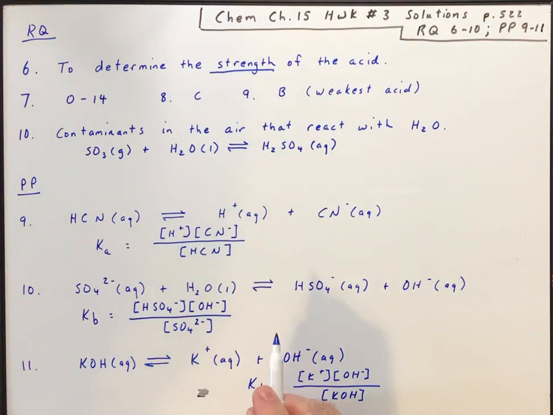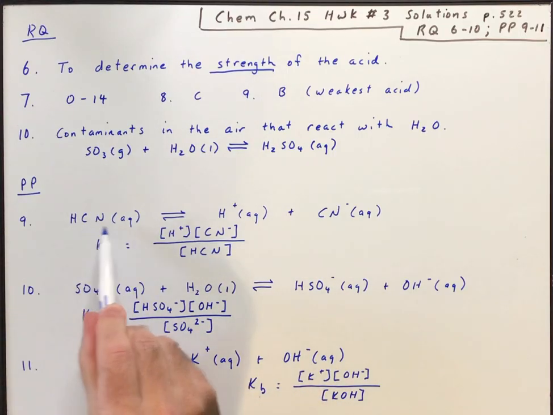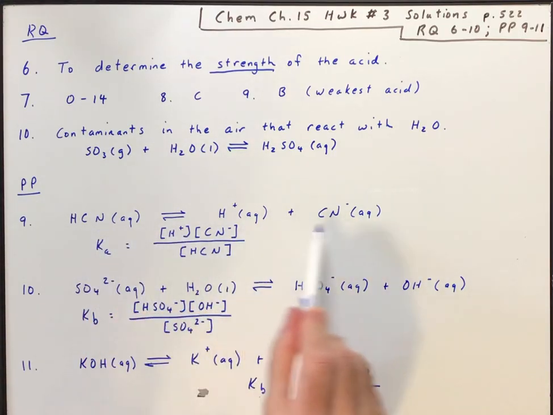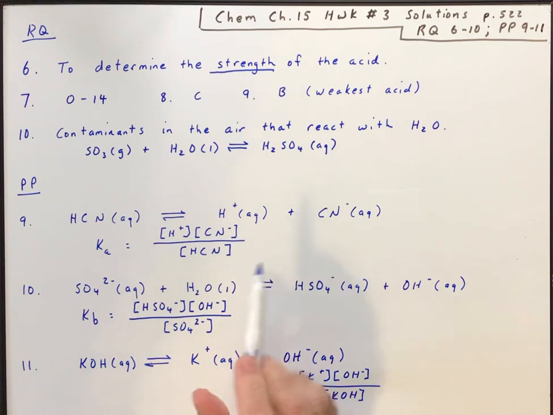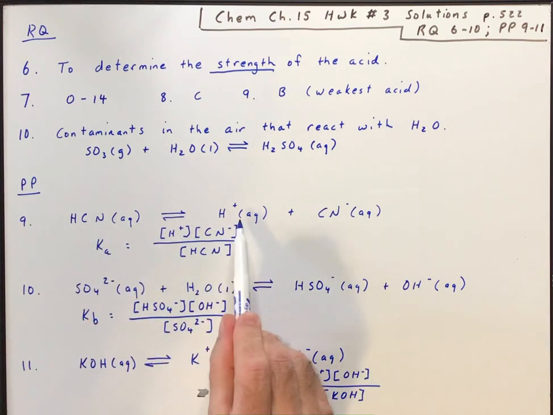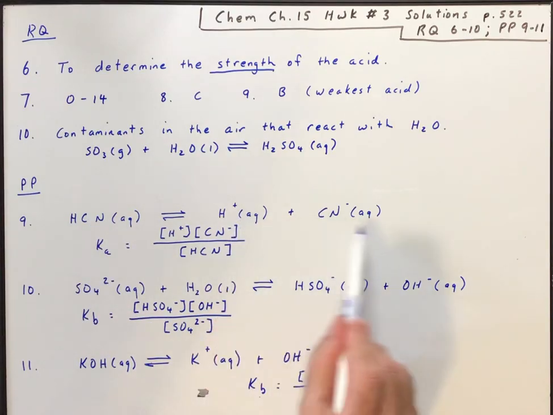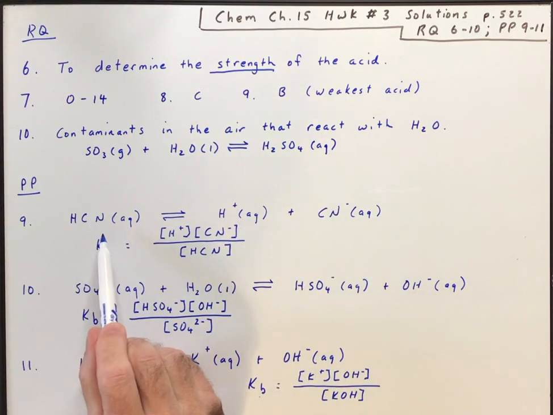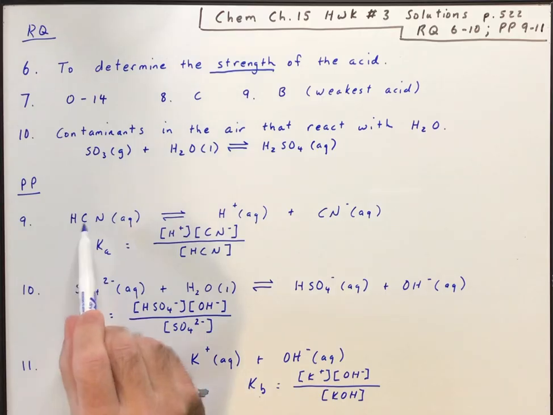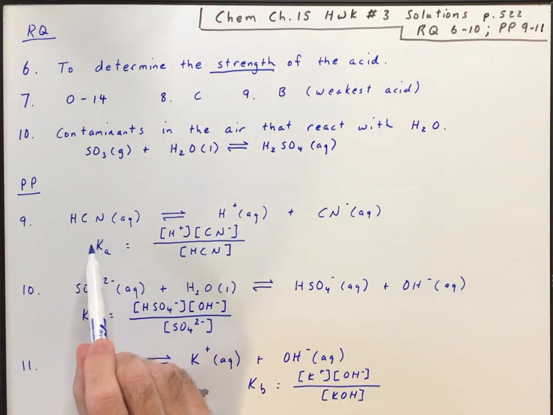So if they split into their constituent ions 100%, and you have only products and no reactants left. So if you look down at this reaction here, here's an acid ionization reaction on practice problem number 9. If that HCN splits into H plus and CN minus, and there's really only products and no reactants left, then that's a really strong acid. Now in this case, this isn't a strong acid.